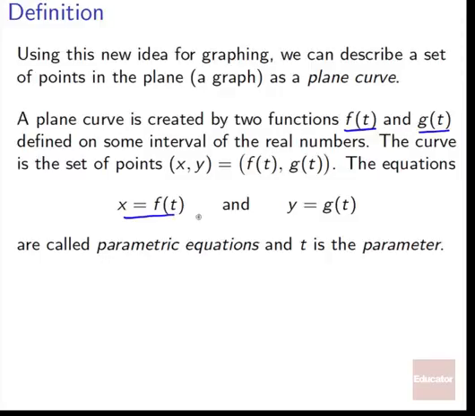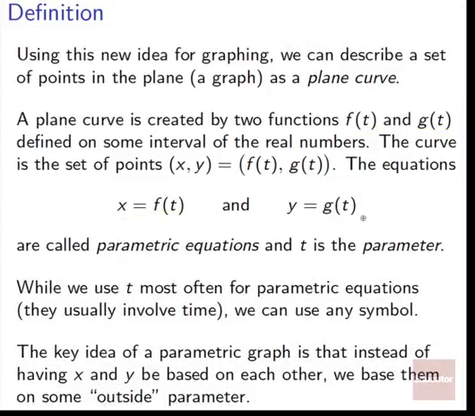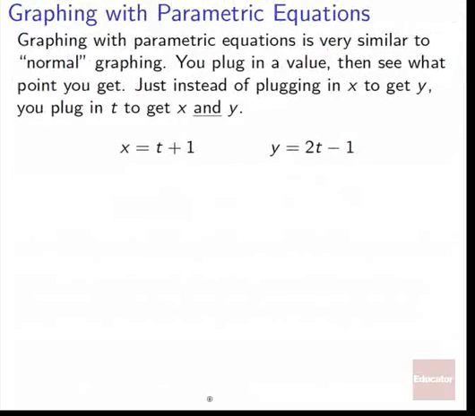The equations x equals f of t and y equals g of t are called parametric equations, and t is the parameter. While we use t most often for parametric equations, since they usually involve time, t for time, we can use any symbol. So we could use whatever symbol made sense for the specific parametric equations we were working with. You might see theta show up, or it might be some other letter, depending on what we're working with. The key idea of a parametric graph is that instead of having x and y be based on each other, we base them on some outside parameter. So, for example, as time goes on, how does the object move in the x and the y? As this outside thing goes forward or goes to negative values, as this outside thing changes around, how will x and y be affected by it? x and y are no longer directly linked, they're linked to a parameter, and how is that parameter changing affecting x and y?